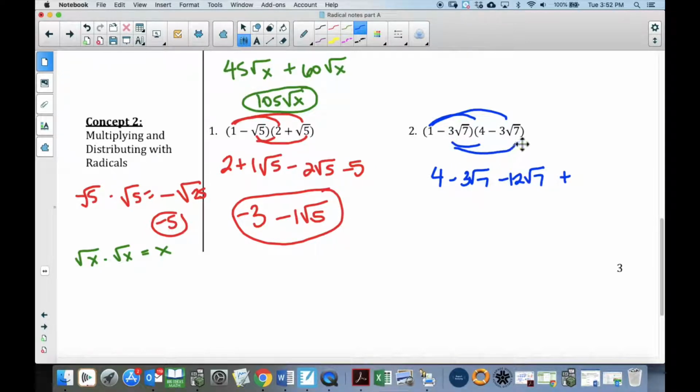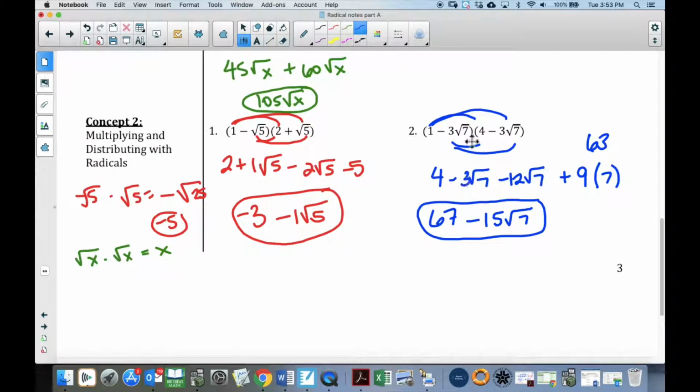And then a negative times a negative is a positive. And when I multiply these two numbers together, I get 9, because 3 times 3 is 9, and square root 49, or in other words, 7. Because that rule we're trying to work on is anything times itself, if it's a square root times itself, it's just that whole number. So square root 7 times square root 7 is 7. Okay, so in other words, I have 4, and then this is 63, right? So 4 plus 63 is 67. And 3 radical 7 minus 12 radical 7 is minus 15 radical 7. So that's how you multiply two binomials that include radicals.